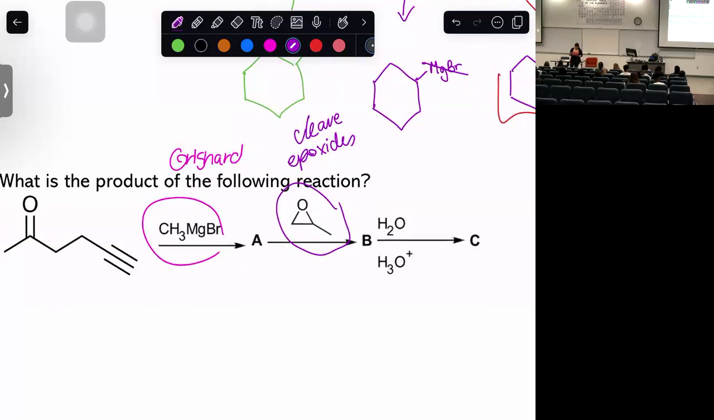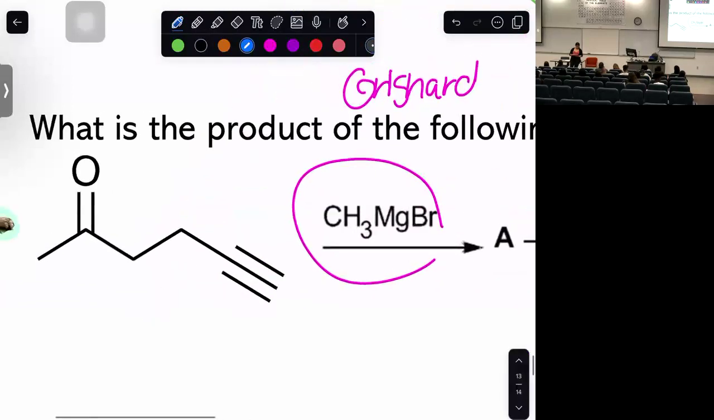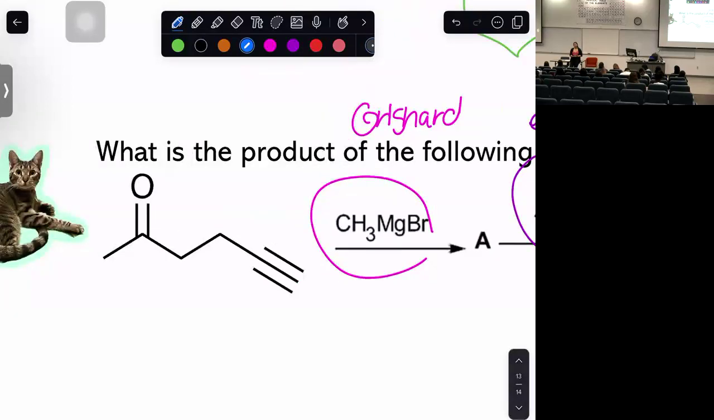And then we're just given water with H3O plus. So that just looks like it's going to protonate something. That's it. It's just going to be a protonation of some sort. Okay, so we have the three main steps. So let's just look at this portion. We have a ketone carbon chain with a triple bond, and we have Grignard's. So what's going to happen here? Walk me through the mechanism.